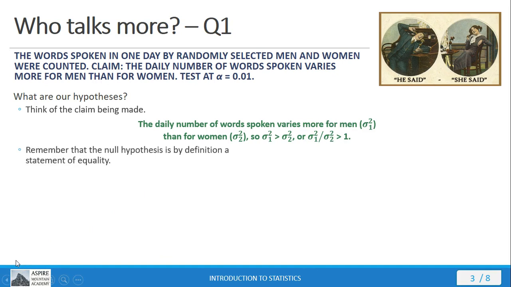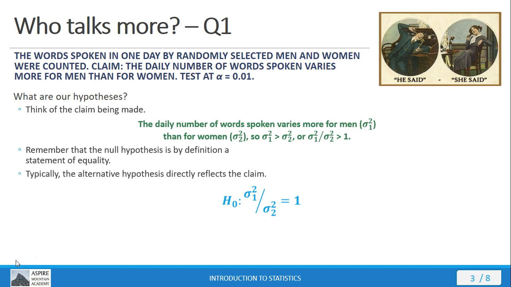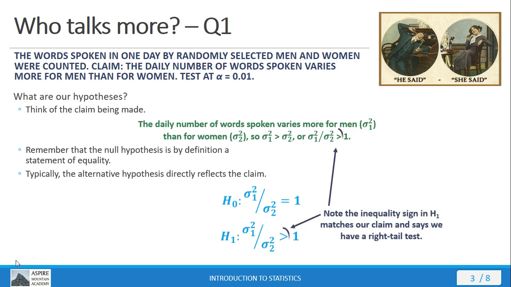Remember, the null hypothesis is by definition a statement of equality, so we're just going to set those two quantities equal to each other. And typically this is going to be your null hypothesis when you're working these types of problems: that the quotient of the two population variances is going to be equal to 1. Typically our alternative hypothesis comes directly from our claim. There's no semblance of equality here with our claim, so we can just adopt that as our alternative hypothesis. So we've got a match here with our claim, and the inequality sign there, the greater than sign, is like an arrow pointing to the right, says we have a right-tailed test.